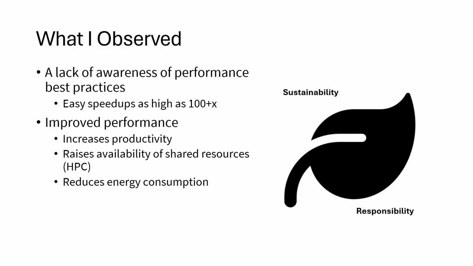So this work has led me to recognise a lack of awareness of performance best practice among researchers, where they're missing easy speedups that can often improve performance as much as 100 times faster. Even small relative speedups can increase productivity by reducing the time spent waiting for results. If this is being achieved on shared resources such as HPC, you can even improve the productivity of others when they're in high demand. Furthermore, software that is running longer typically uses more energy.